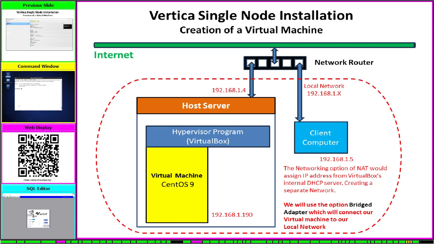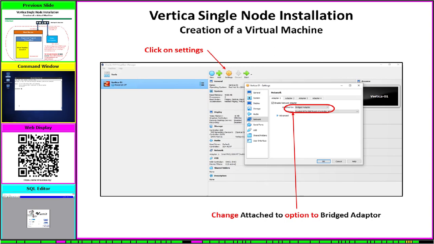To make this network change, look for the yellow Settings button in the VirtualBox Manager. With our machine highlighted on the left, click on the Settings button. Click on the Network item and locate the Attached To dropdown. Change the value from NAT to Bridged Adapter. Great. We now have our virtual machine ready to install the CentOS Linux distribution on.